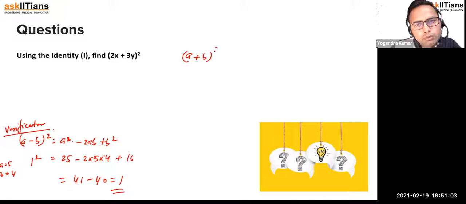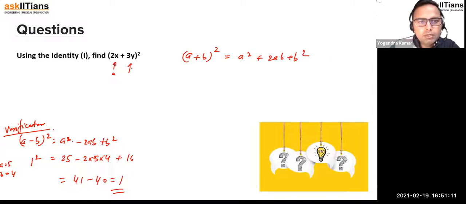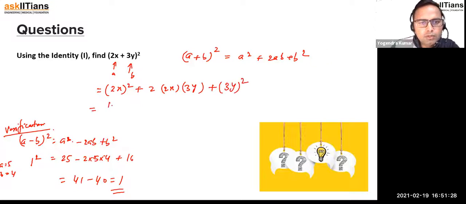(a + b)² is equal to a² + 2ab + b², right? So now what is a? a is 2x, and what is b? b is 3y. So I'm going to use this: (2x)² + 2 times 2x times 3y + (3y)².